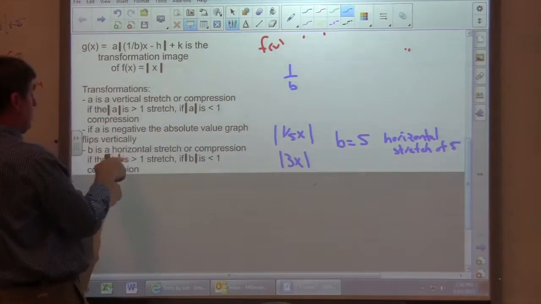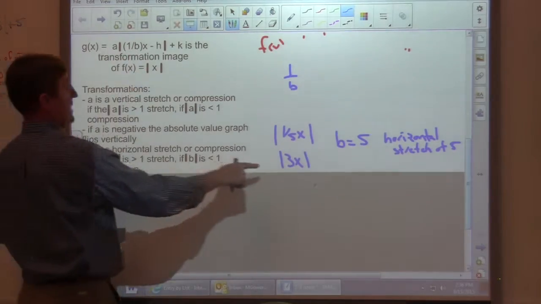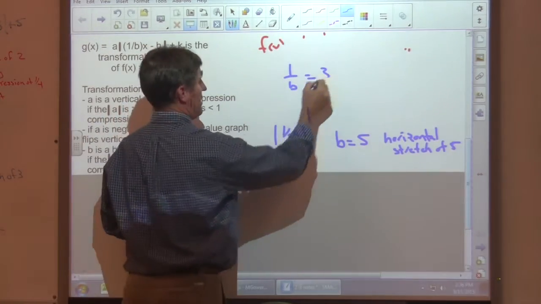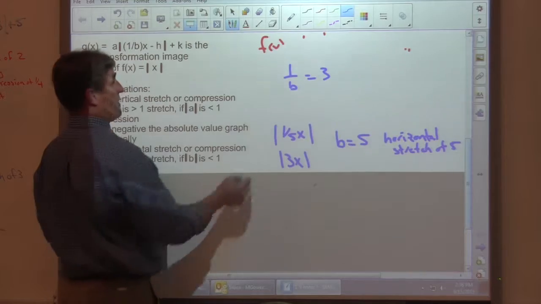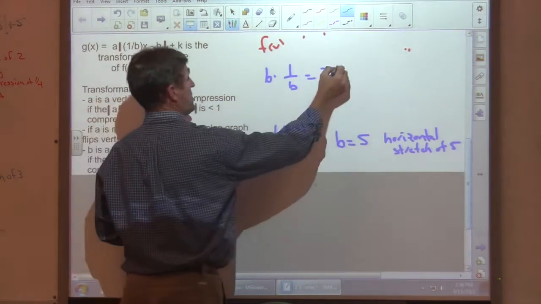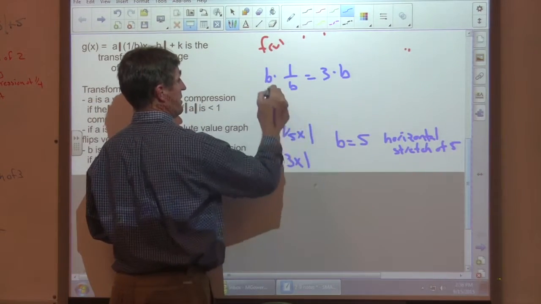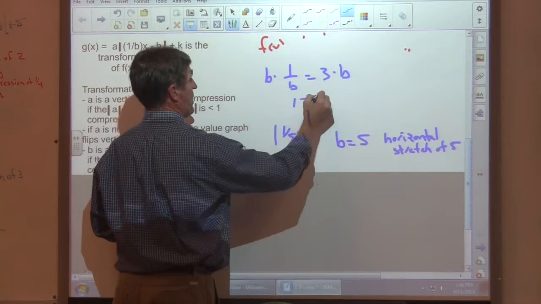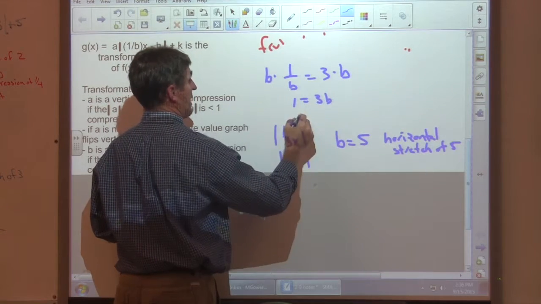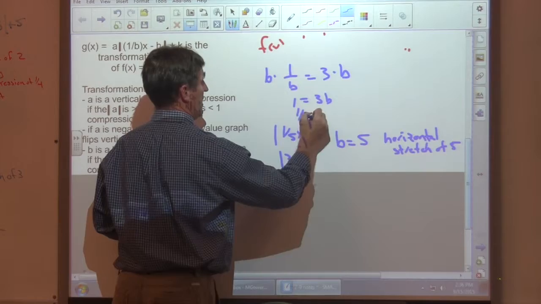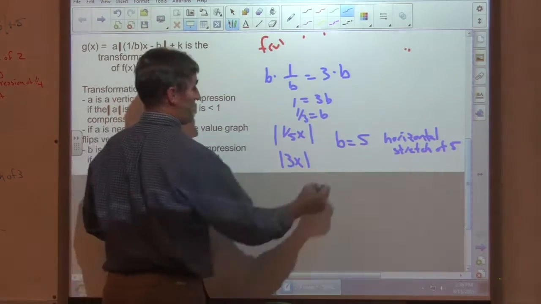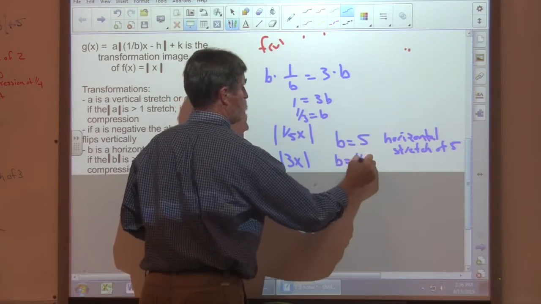That's this 1 over b here, has to equal 3. And if I was to mathematically solve this, I could multiply both sides by b. The b's would cancel over here. I get 1 equals 3b. Then I would divide by 3 and get 1/3 equals b. So in this case, b is 1/3.